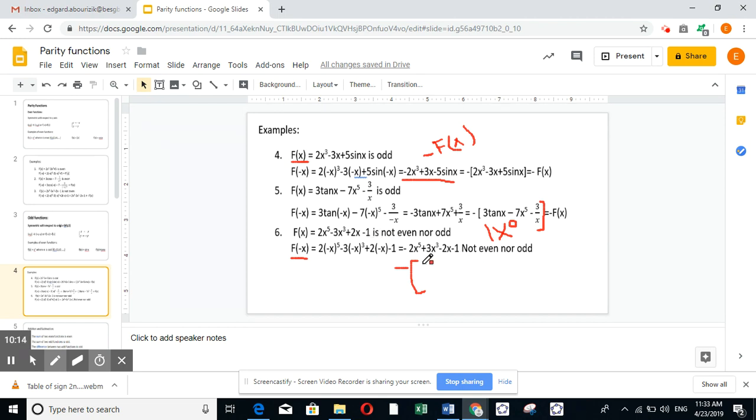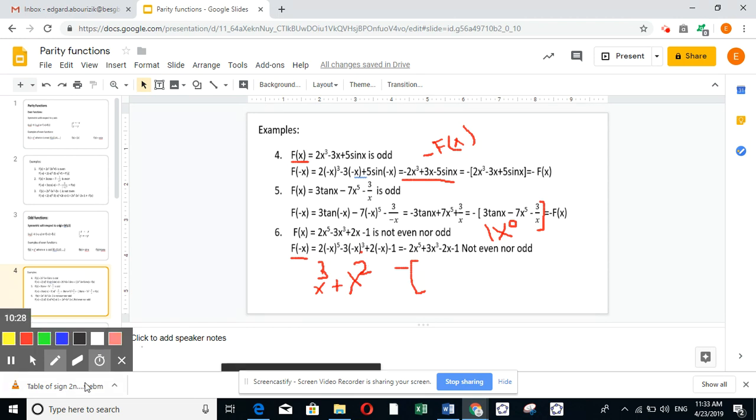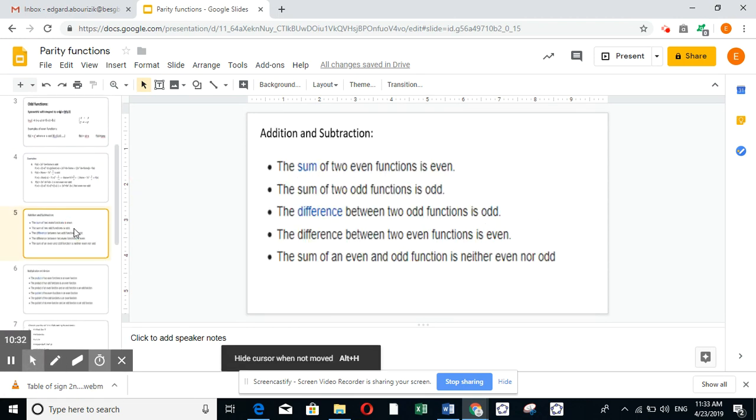So you can do it directly because you have a sum of odd and even. For example, x cubed plus x squared is neither even nor odd. Why? Because you have a power of odd together with a power of even, so it's neither. So let us go to some properties.